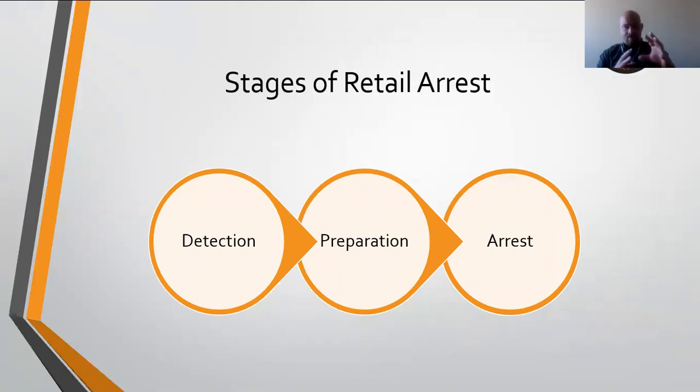ASCONE falls in the very first stage. ASCONE is a model for the detection of a theft. It is not part of arrest. You've detected a crime, and what you choose to do afterwards is up to you.